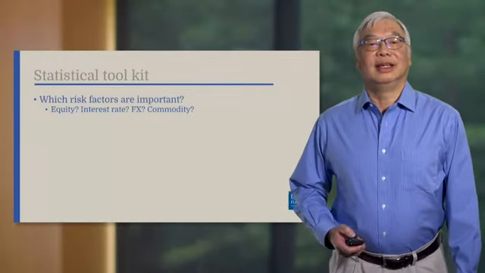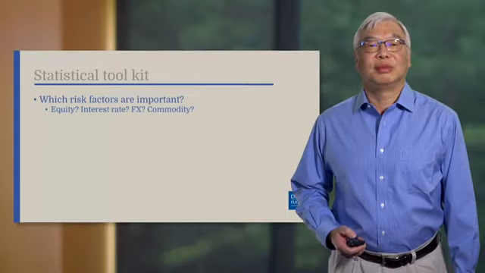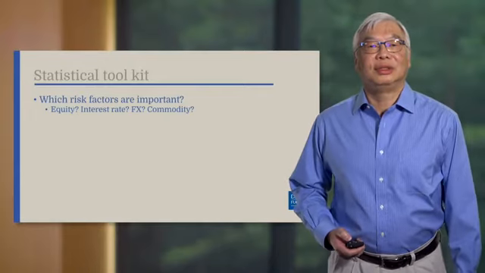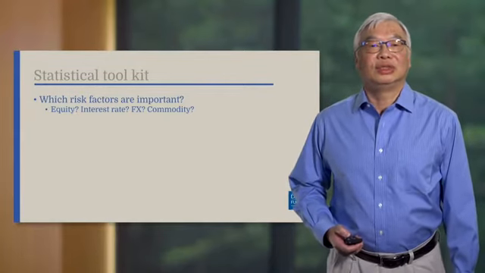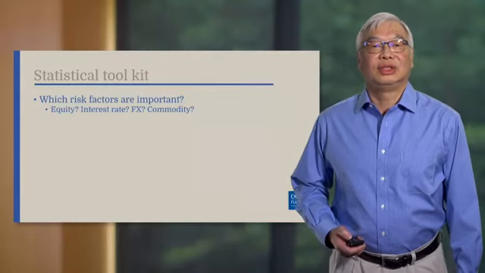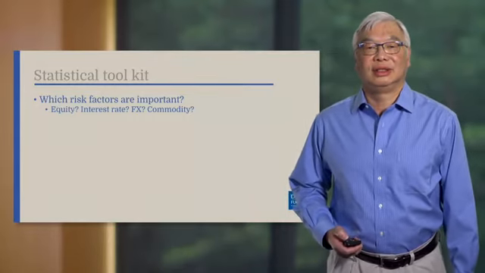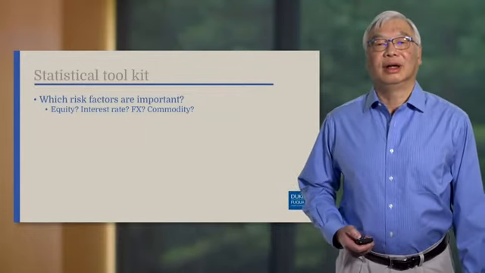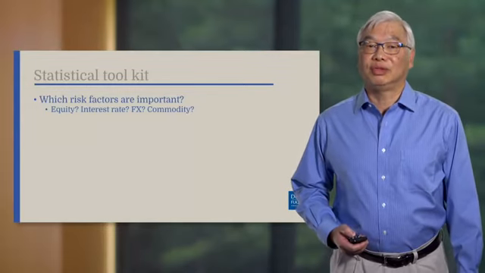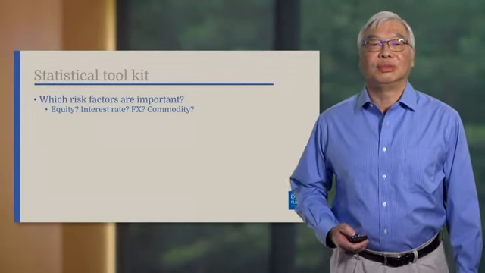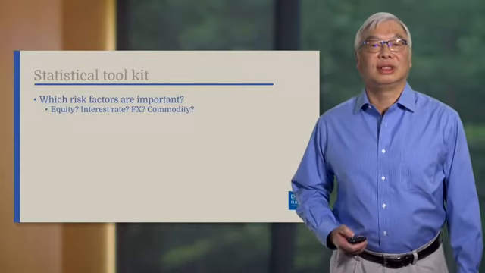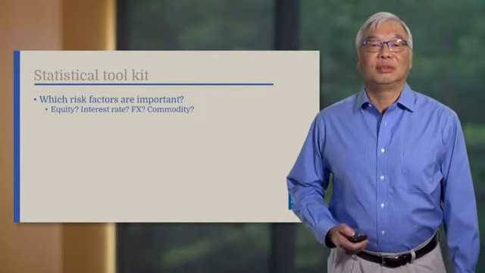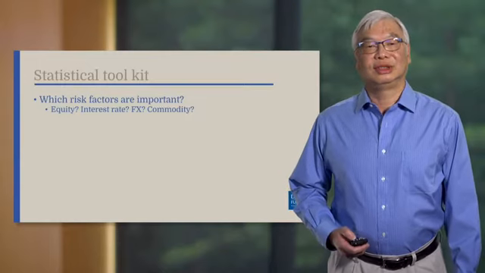By now, you must be guessing that value at risk has a lot to do with probability and statistics, and you are absolutely right. Risk management in general and value at risk in particular uses a lot of statistical analysis, so we need a good statistical toolkit. First, we need to have an understanding of which risk factors are important in our portfolio. If we are not sure which are the important risk factors, there are statistical methods to help us answer this question. But for the purpose of this course, we assume that we already know the answer to this question.